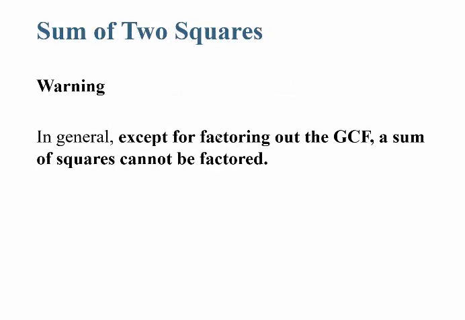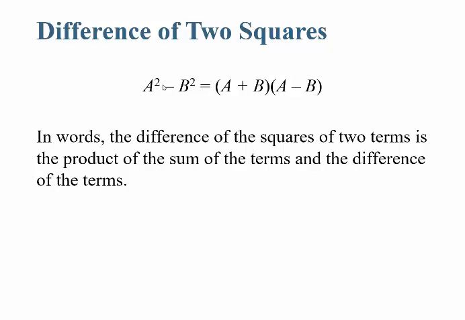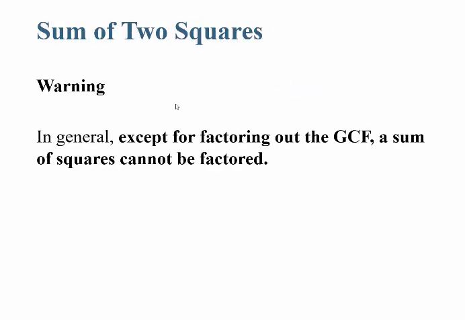In general, except for factoring out the GCF, a sum of squares cannot be factored. So if you see something like a squared plus b squared, you cannot factor sums. You can only factor the difference of two squares.